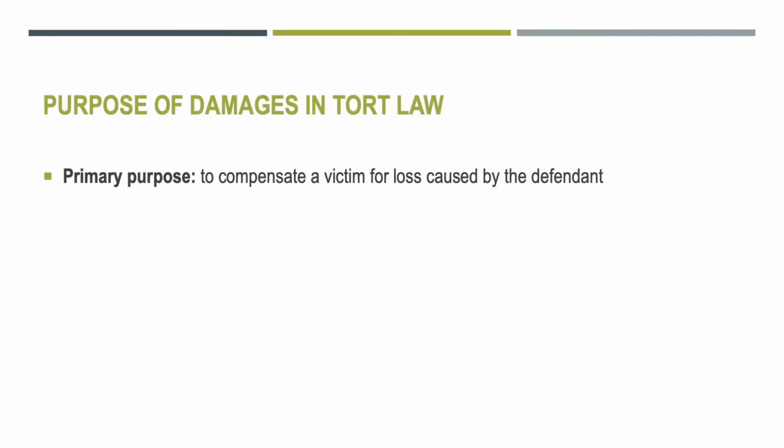So the primary goal of damages in tort law is to compensate the victim for loss caused by the defendant. It's usually a monetary judgment, but it can also be others, such as an injunction. And if you remember, an injunction is an order to stop doing something. In tort law, the plaintiff is entitled to be put into the position they were in before the tort was committed. Tort law compensates for physical injury, loss, mental pain and suffering, and emotional distress.